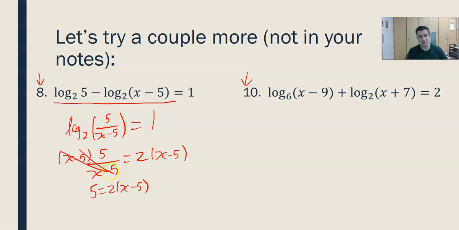Okay, well, I'm going to continue to just solve this as I would a linear expression. I'm going to distribute 2 into both of the elements of this parentheses. 5 equals 2x minus 10.